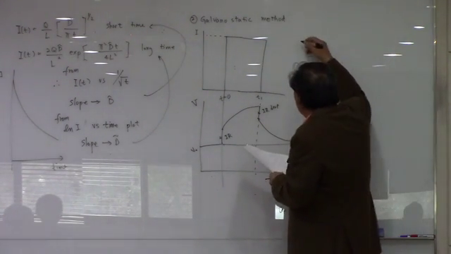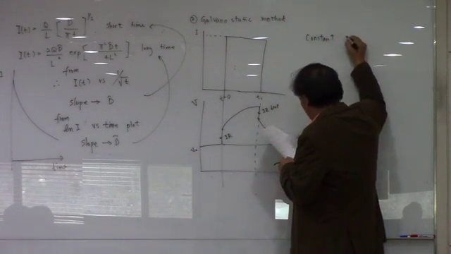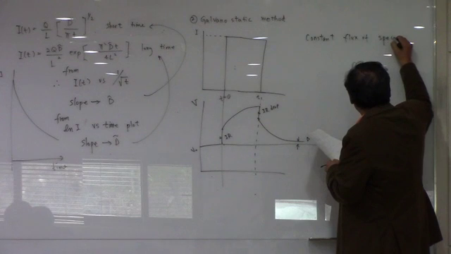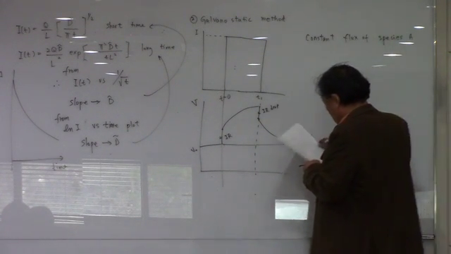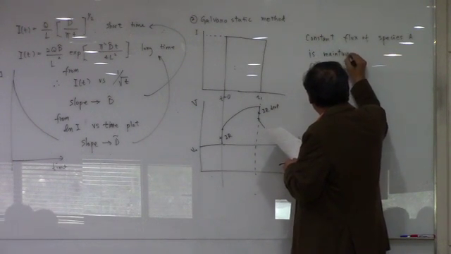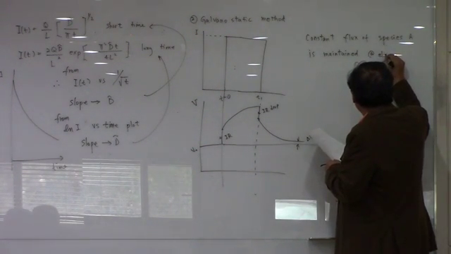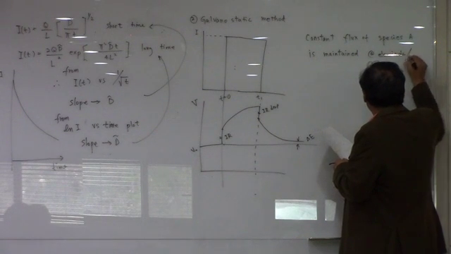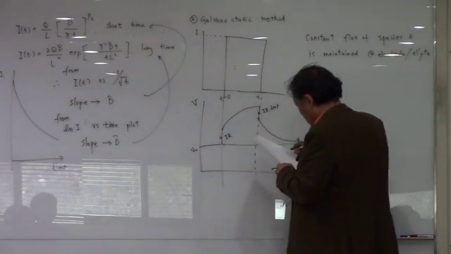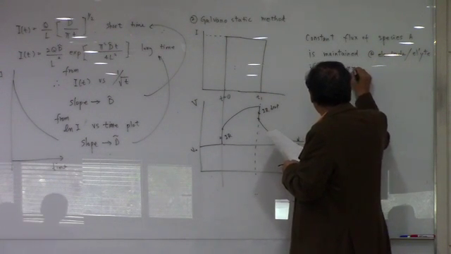So in the galvanostatic method, constant flux of a species A is maintained at the electrolyte interface. Is equal to 0.